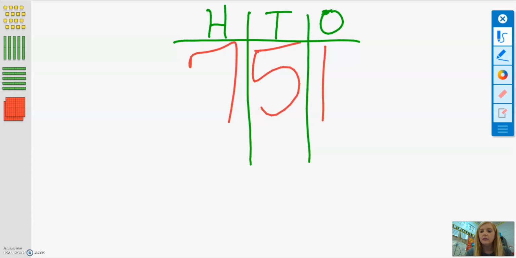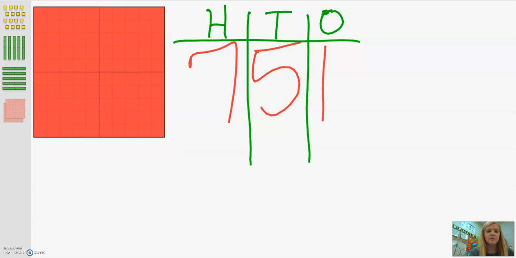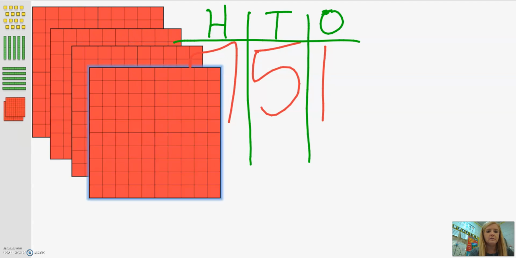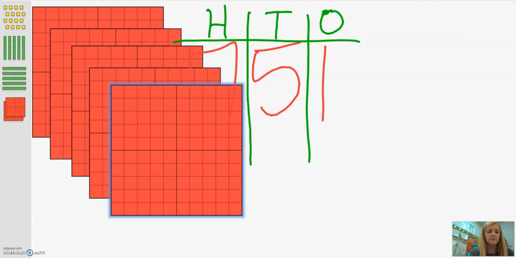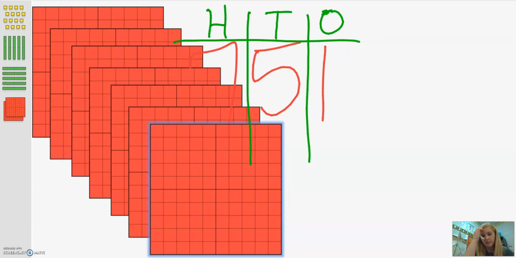Now, I want to find the value of every single digit, okay? Every single one. So what I'm going to do is, let's start with our hundreds house. There are 7 hundreds here. So that will look like this. 1, 2, 3, 4, 5, 6, and 7. Now, if you're wanting to find the value of the 7 hundreds, then you're going to have to count these hundreds by hundreds because one of these 100 flats has a value of 100.